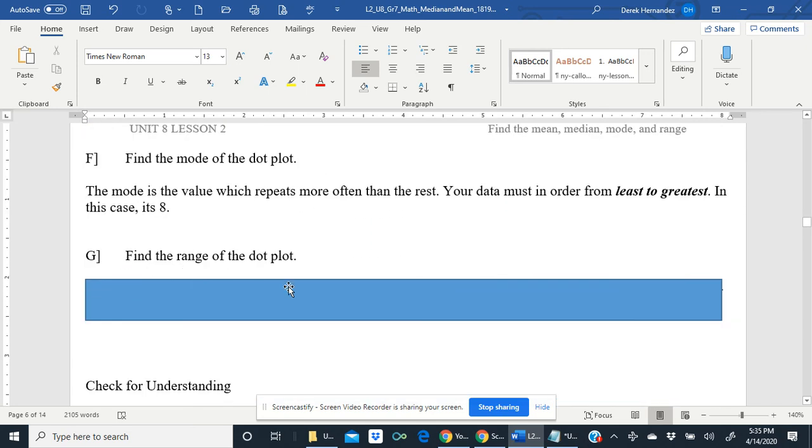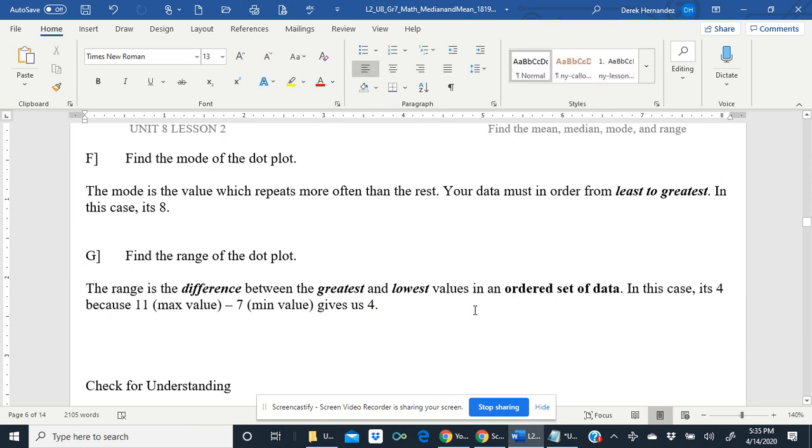Find the range of the dot plot. Last part. Remember, the range is the difference between the highest and the lowest value. The range is the difference between the greatest and the lowest values in an ordered set of data. In this case, it's 4 because 11, max value, minus 7, minimum value, gives us 4.